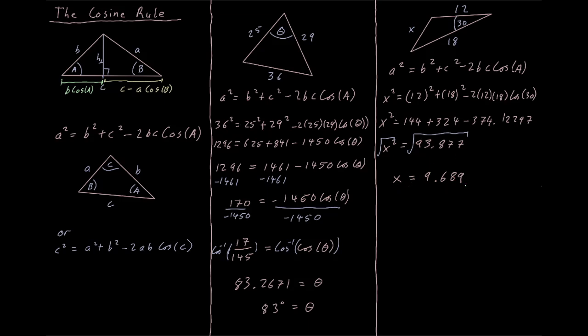Now again, how many decimal places will we go to? I'm going to say that I'm going to go to the nearest whole number. So in this case, the nearest whole number would be 10 units. So that is how we can use the cosine rule where we have non-right angle triangles, and it also works for right angle triangles. And that is what we need for now.